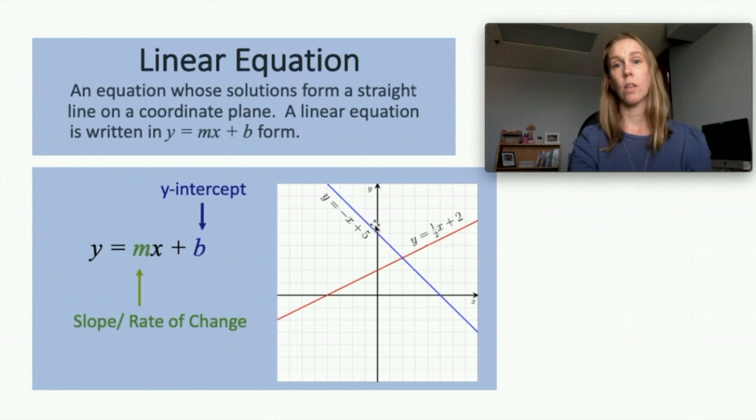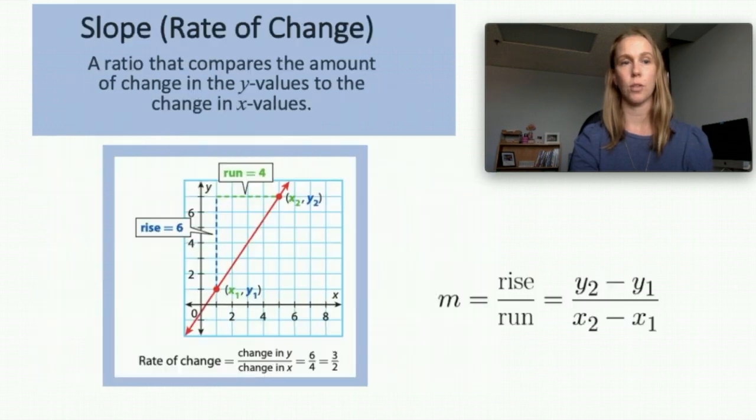For the second line, you might notice it's a negative slope, so it's going the opposite direction. There's no coefficient written in front of the x, so that means it's 1. So -1 is going to go down 1 for every 1 that it goes over. And it crosses the y-axis at +5. So there's your y-intercept. We're going to practice writing equations in this form in this section.